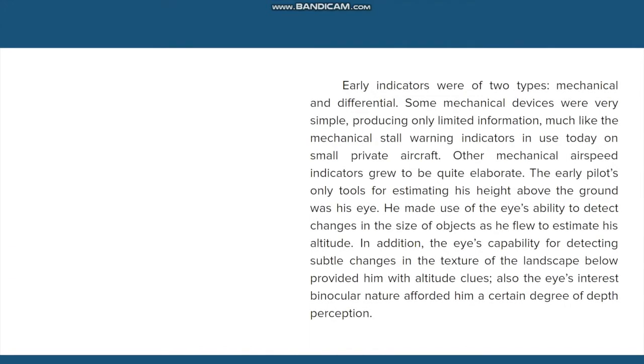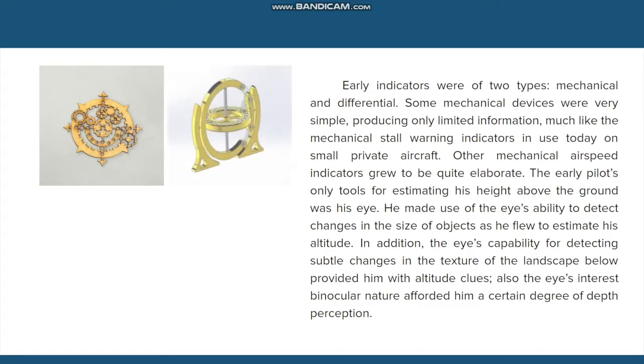Early indicators were of two types: mechanical and differential. Some mechanical devices were very simple, producing only limited information, much like the mechanical stall warning indicators in use today on small private aircraft. Other mechanical airspeed indicators grew to be quite elaborate.